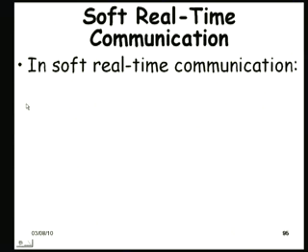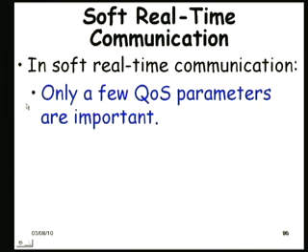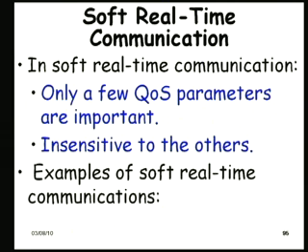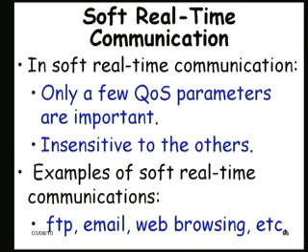So, a soft or a non-real time communication is one where certain quality of service parameters are important. It is not that a non-real time or soft real time communication has no requirement on the quality of service. They have certain requirements, but they are insensitive to many others. A few quality of service parameters are important for soft or non-real time communications and they are insensitive to the others. Examples of such communications can be an FTP transfer, file transfer, email, web browsing. These are some applications where only a few quality of service parameters are important. Rest, do not bother.